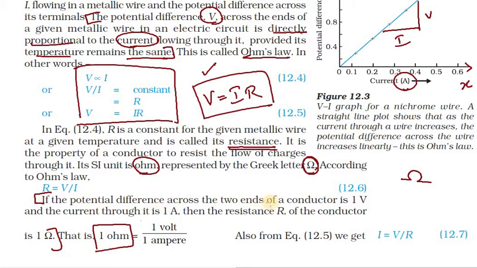If the potential difference across the two ends of a conductor is 1 volt and the current through it is 1 amp, then the resistance R is said to be 1 ohm. This kind of statement you can give for the definition of 1 ohm. So in the concept, we have seen Ohm's law in various ideas.